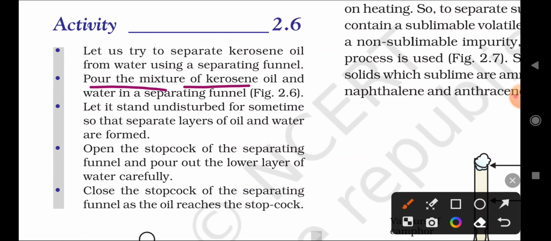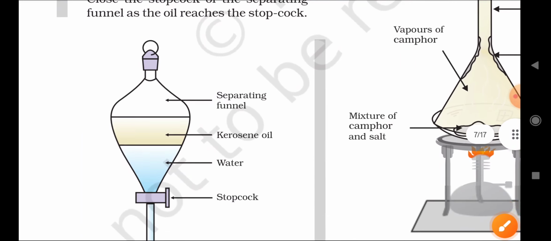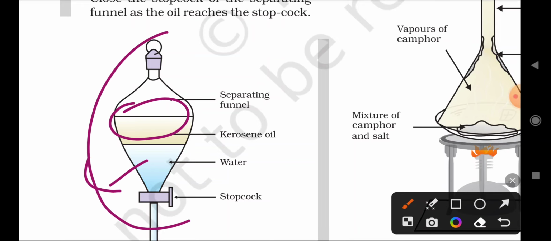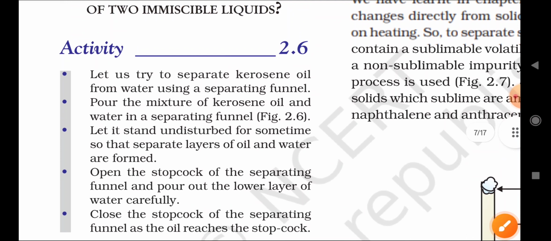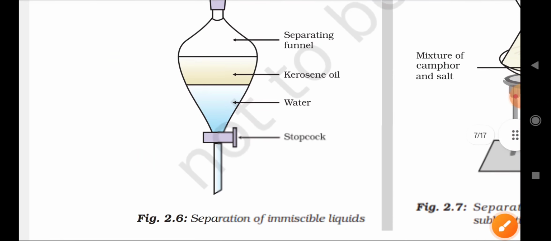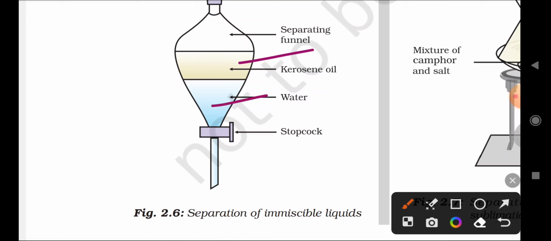Pour the mixture of kerosene oil and water in a separating funnel. So you have to pour, means you have to add the kerosene and water in a simple funnel. This simple experiment is to understand how two immiscible liquids should be separated. Let it stand undisturbed for some time so that separate layers of oil and water are formed. When we add kerosene and water in a funnel, we do not disturb the mixture for some time.